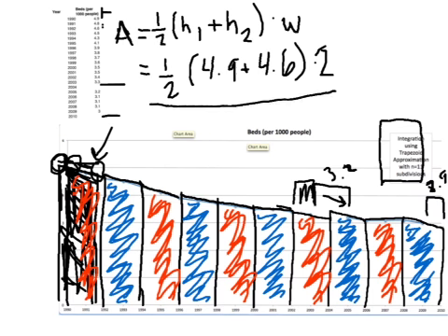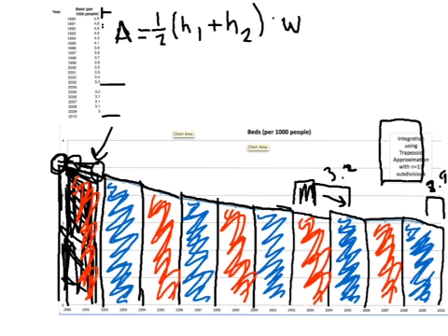So it's not too hard. We just have to do that for each one of these subdivisions. So all 11 of these subdivisions. Actually, there are 10 subdivisions. I did my math a little wrong. Not a problem. So let's get started on this math. So the area, once again, 1/2 h1 plus h2 times the width of the trapezoid. Okay, so I'm going to write this out.